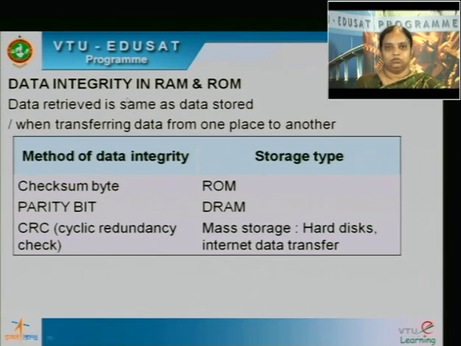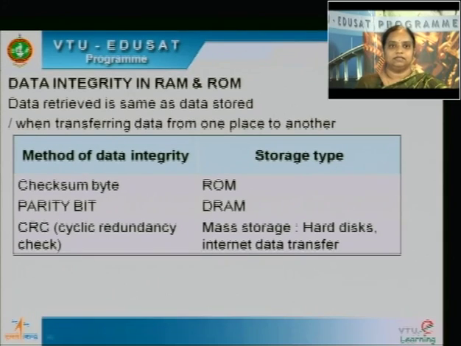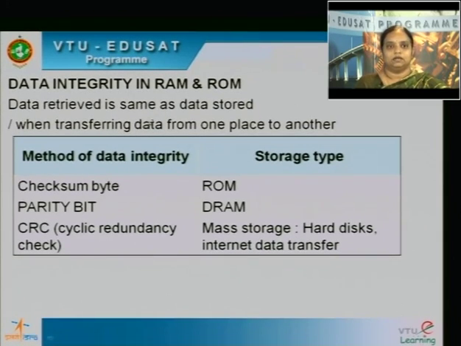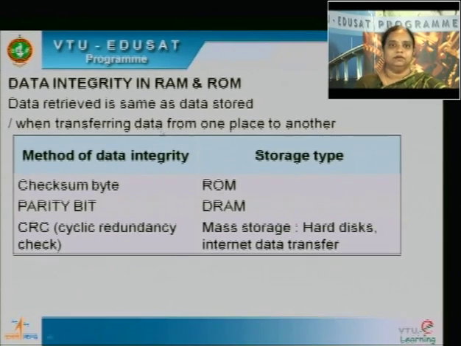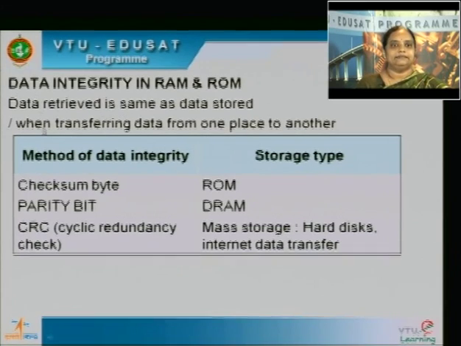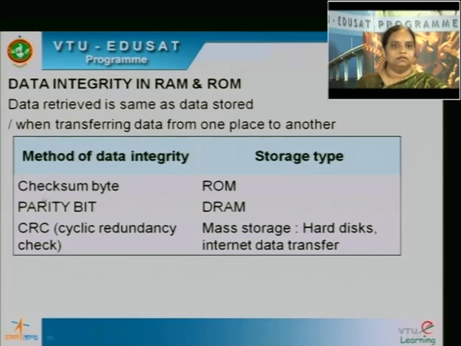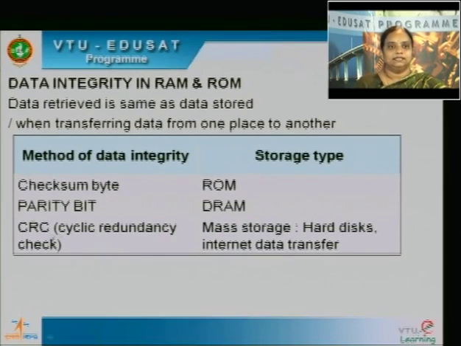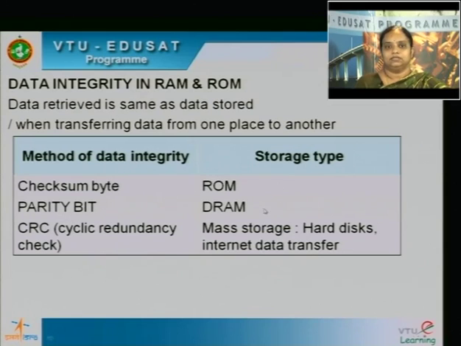So data integrity is used at two places, that is when you store data in memory and read it back, you should get the same data, it shouldn't be corrupted. The second place where we are using data integrity is when we are transferring data from one end to the other. So you have a lot of places where error can creep in. To ensure data integrity, we have different methods. The first method is the checksum byte. It's quite simple, and the checksum byte is generally used for ROM type of memory. The second is the parity bit method, that is used for DRAM, and the third is cyclic redundancy check.